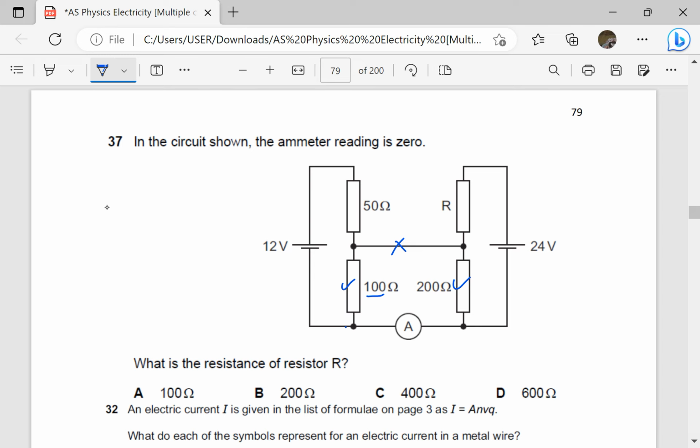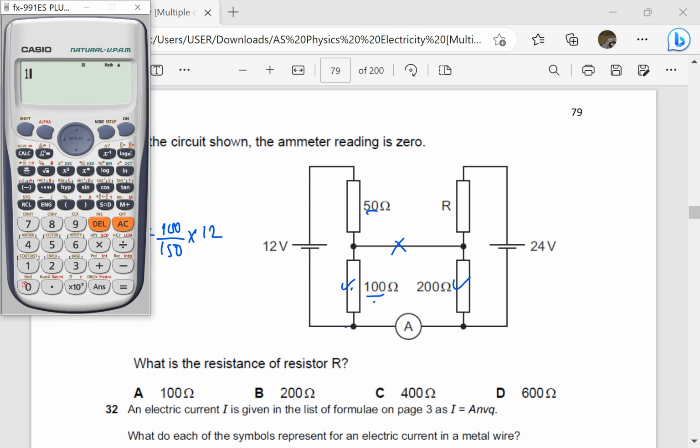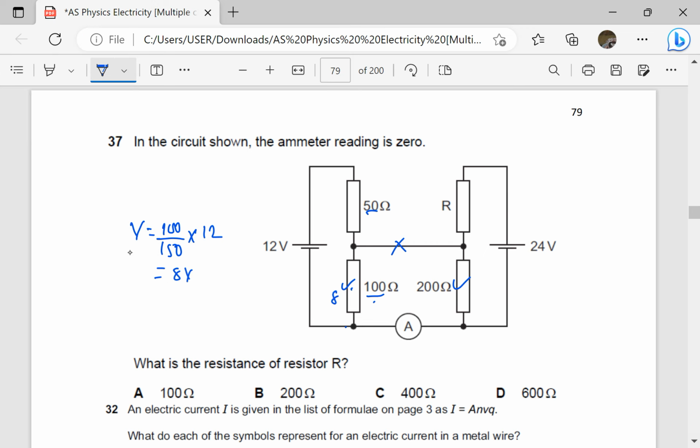100. So the PD across 100 is going to be V equals resistance, which is 100, divided by total resistance, which is 150, times 12. So you have 100 divided by 150 times 12, that is 8. So this is 8 volts. So the PD here is 8 volts. This is 4 volts because the total should be 12. But if there is balance, there is no resultant current through the ammeter, it means the potential across 100 is the same as the potential across this 200. So here it is going to be 8 volts.